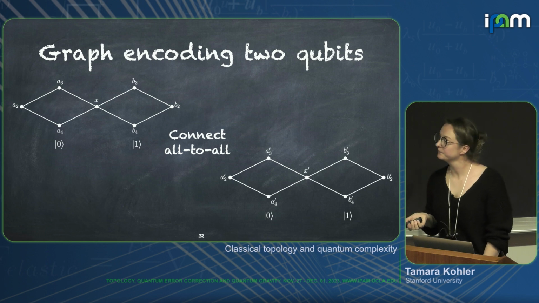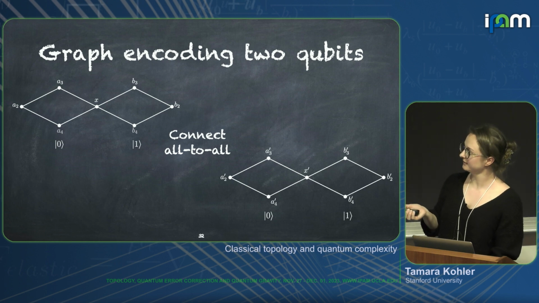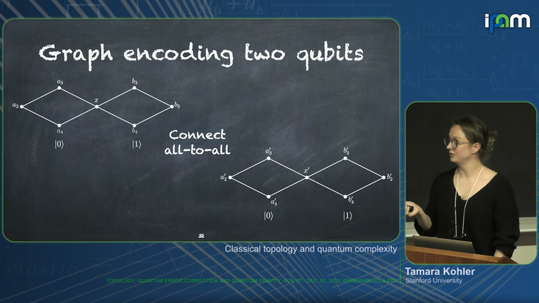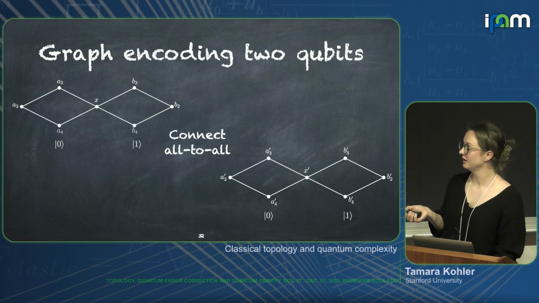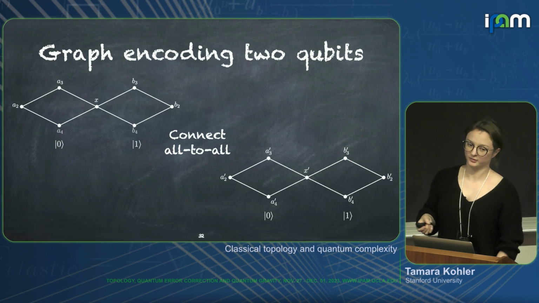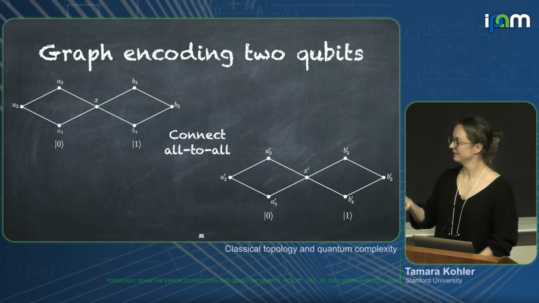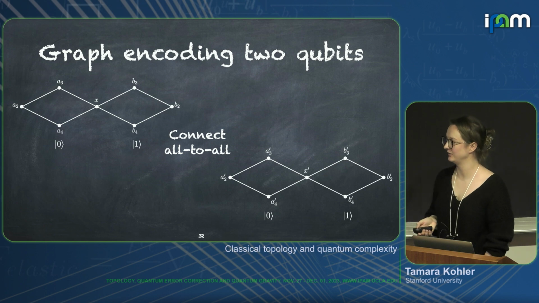What about 2-qubit states? So the graph that encodes 2 qubits is given by, as you might expect, 2 copies of the graph that encodes 1 qubit, where we connect up these copies all to all. I'm not going to draw that graph because it's a mess, but just imagine all-to-all connections between these 2 pictures.